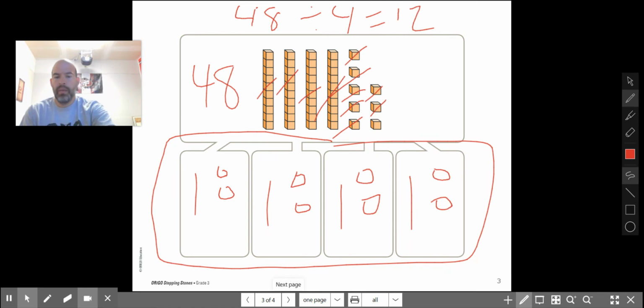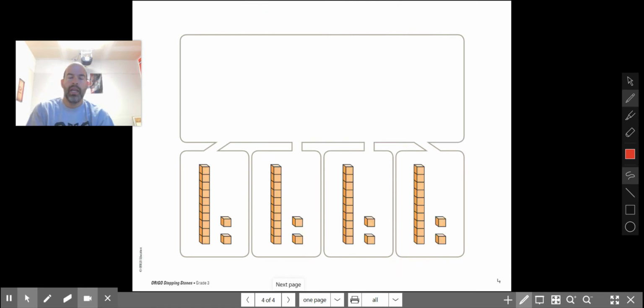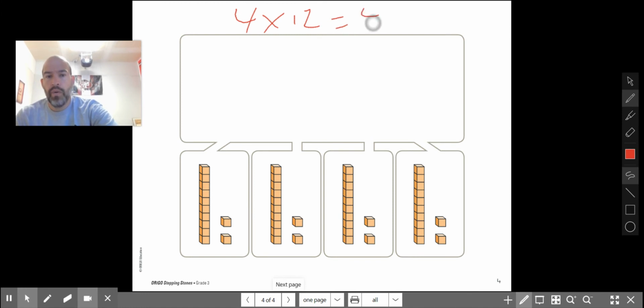All right, and we can see that right here in our next slide. So do you know a multiplication problem that would help you solve that? If you went 4 times 12, you would get 48.